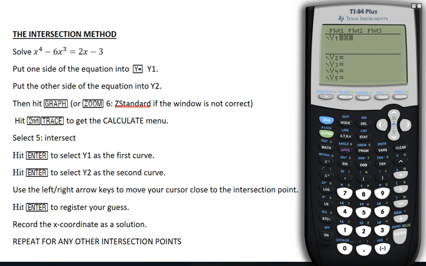So I put x to the 4th power minus 6x to the 3rd power. And then on the other side I put 2x minus 3. And again, I either graph or zoom 6 if the window's not correct. So let's graph that.